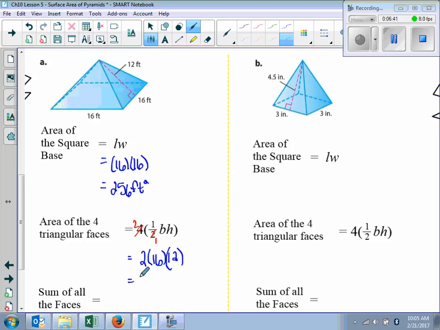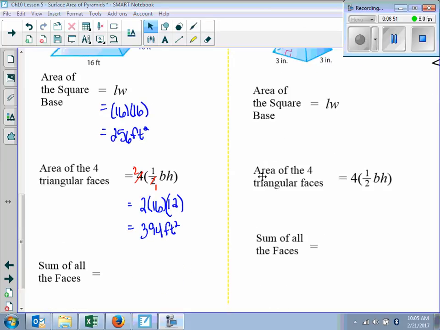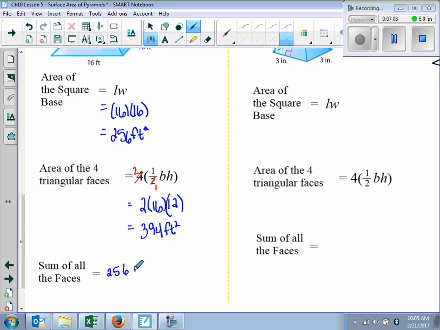This is equal to 394, and again, that's feet squared. Good. So now, to add up all of our faces to get our total surface area, we're going to add 256 plus the 394, and that will give us our total surface area.